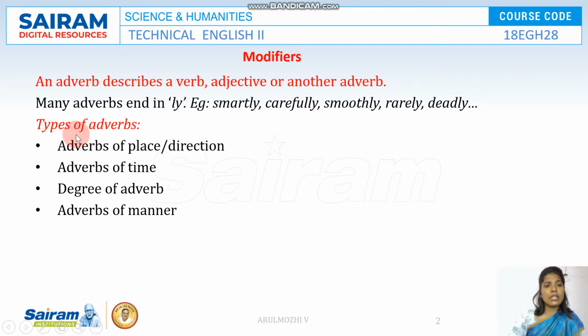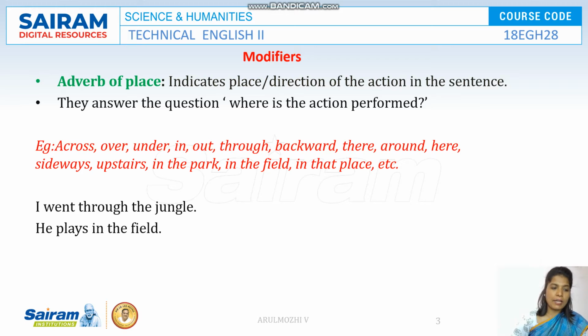There are different types of adverbs. They are adverb of place, adverb of time, adverb of manner, and adverb of degree. Let's check them one by one. First is adverb of place. Adverb of place indicates the place or direction of the action in the sentence. It always answers the question where an action is performed.